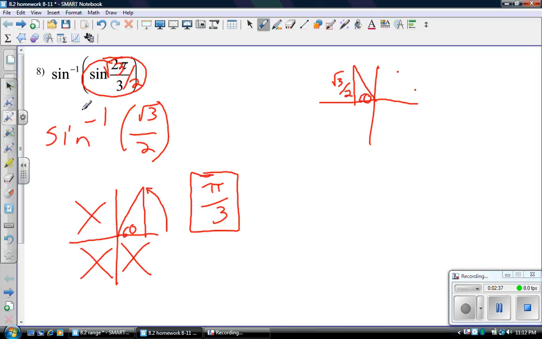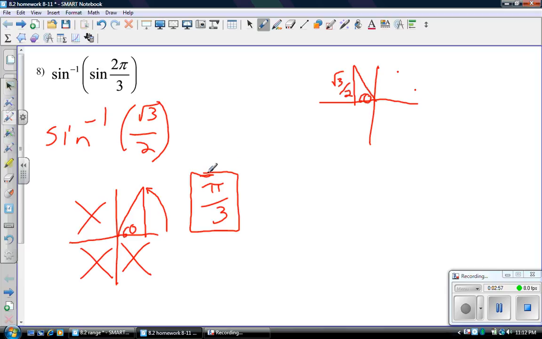So again, you think maybe initially inverse sine of the sine of 2 pi over 3 would just get me right back to 2 pi over 3. It's actually the same triangle, 60-degree reference, but in a different quadrant. So you've got to be aware of that.